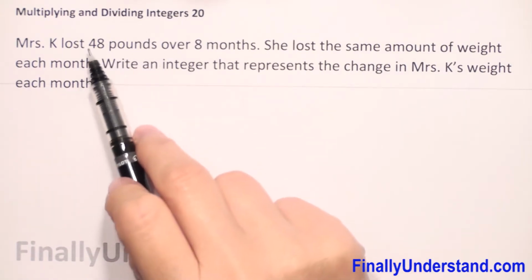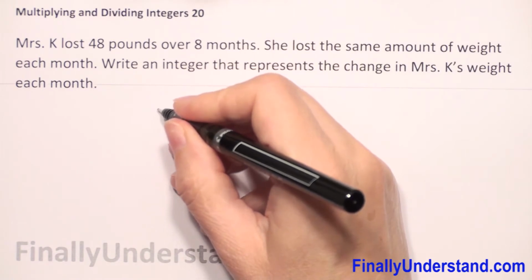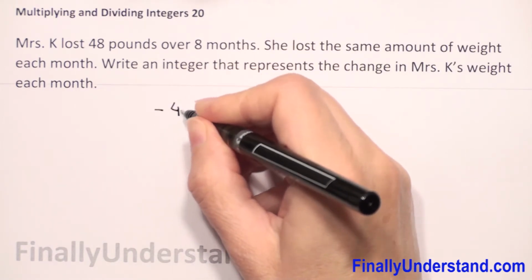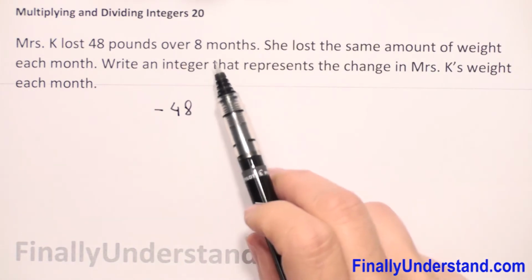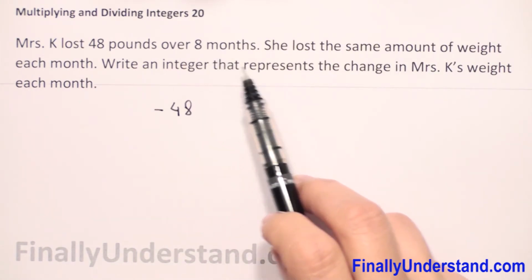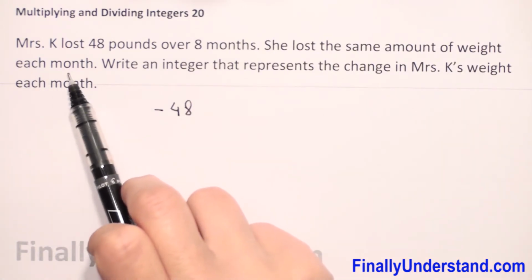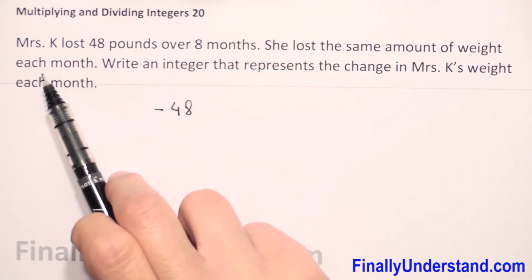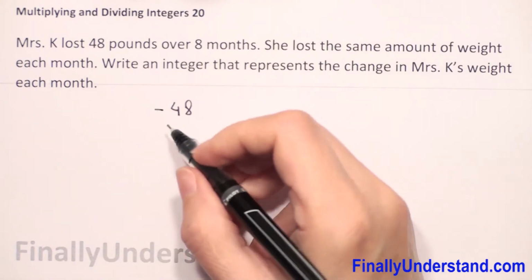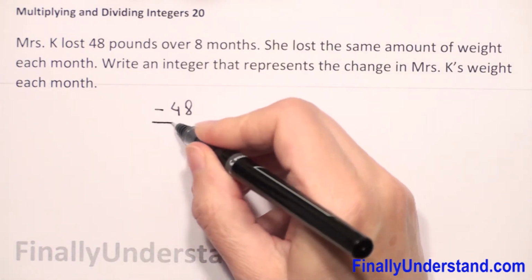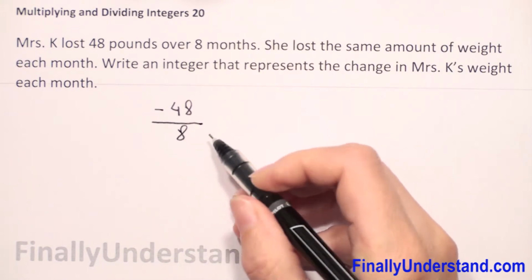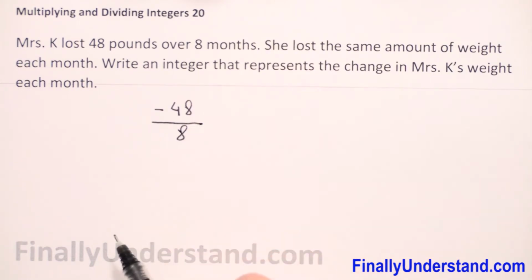48 pounds. Because she lost weight, we can write a negative sign before 48 over 8 months, as given. She lost the same amount of weight each month, so we will divide this number by 8. And when we divide by 8, we will have the number which represents the change in Mrs. K's weight each month.